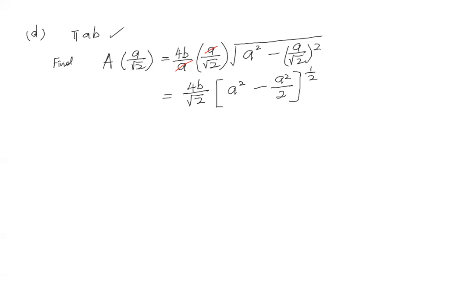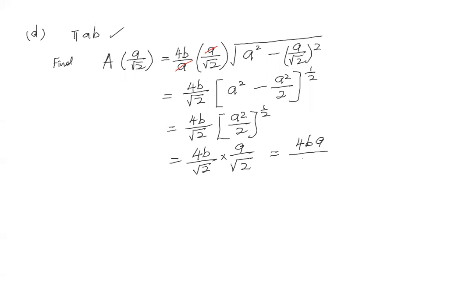So this one you can make into a single fraction. 1a squared minus half a squared, I left with half a squared. Correct? So this one I got 4b over root 2 times a over root 2. So it becomes 4ba over 2. Root 2 times root 2 is 2. So this is 2ba.